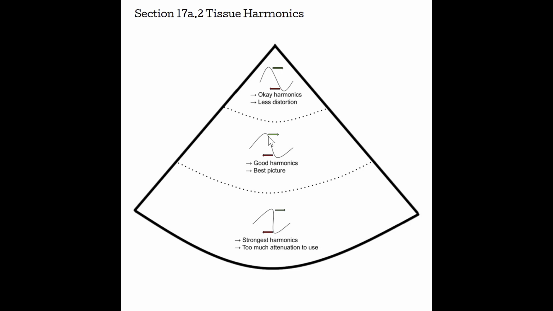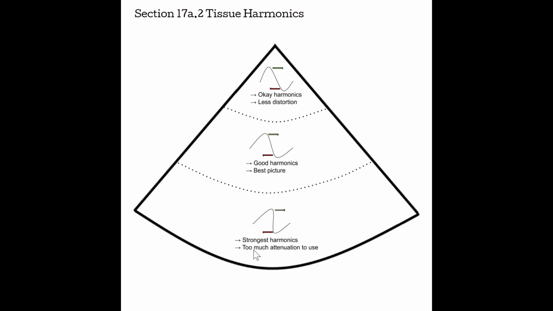In the midfield, we're going to start to see more harmonics being created because we've had more time to interact with the tissue. And then finally in the far field, we see the strongest harmonics being created because it's had a lot of interaction with the tissue. So harmonics get stronger as we get through the media. As it travels through the tissue, stronger harmonics occur.